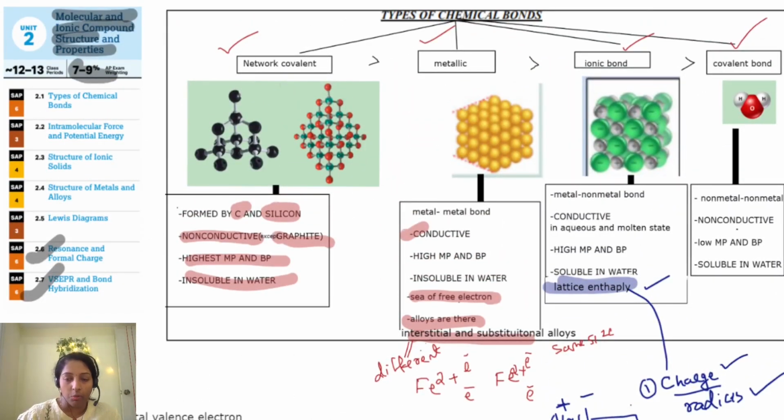And then covalent bond. Covalent bond is formed by non-metals. Definitely they are non-conductive, with the lowest melting point and boiling point, right? And soluble in water. Okay, so these are the important points to know about the chemical bond.